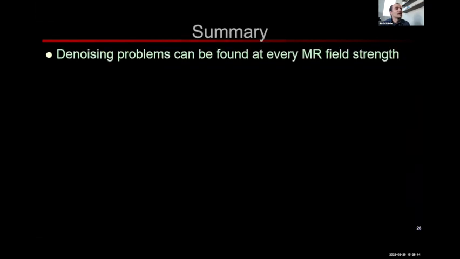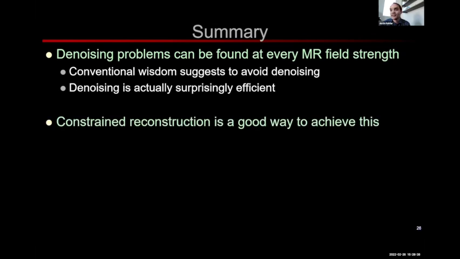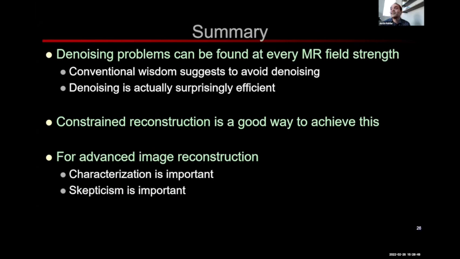So to quickly wrap up, denoising problems are something that can be found at every MR field strength. Conventional wisdom says to avoid denoising situations, but I would encourage you, if you're in one of those situations, to start thinking about, hey, maybe I should go for higher resolution. Maybe it's okay for me to have a little bit higher noise in my data. Constrained reconstruction is a good way to overcome noise if you've allowed it into your data acquisition. And then for advanced image reconstruction, characterization is important. If you don't have characterization, skepticism is important.